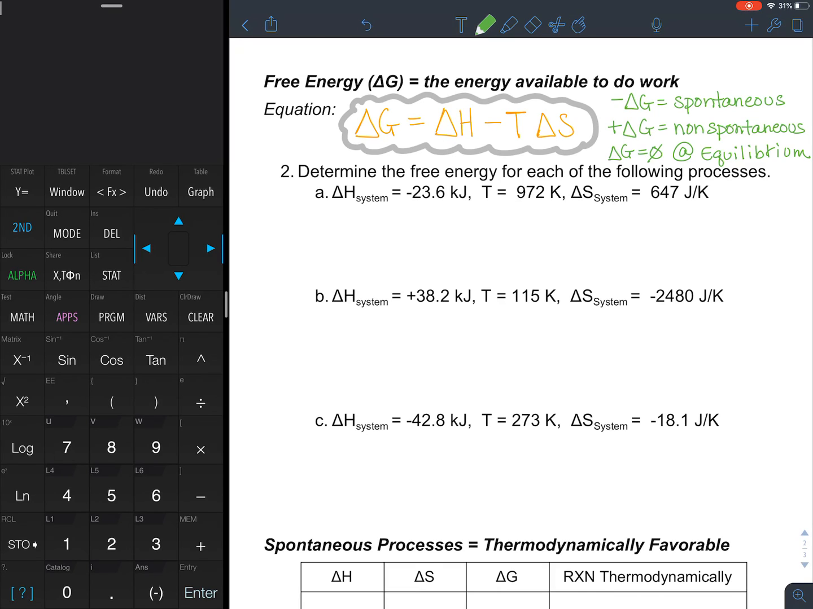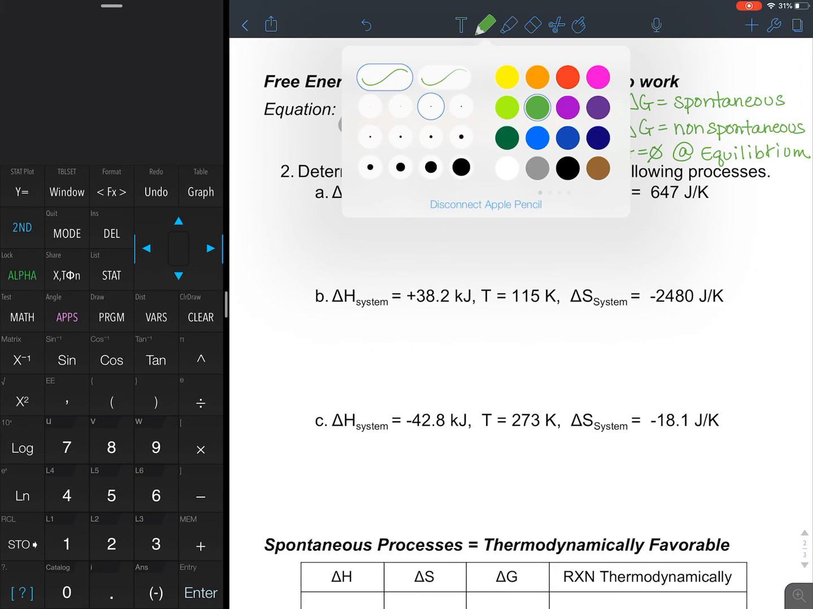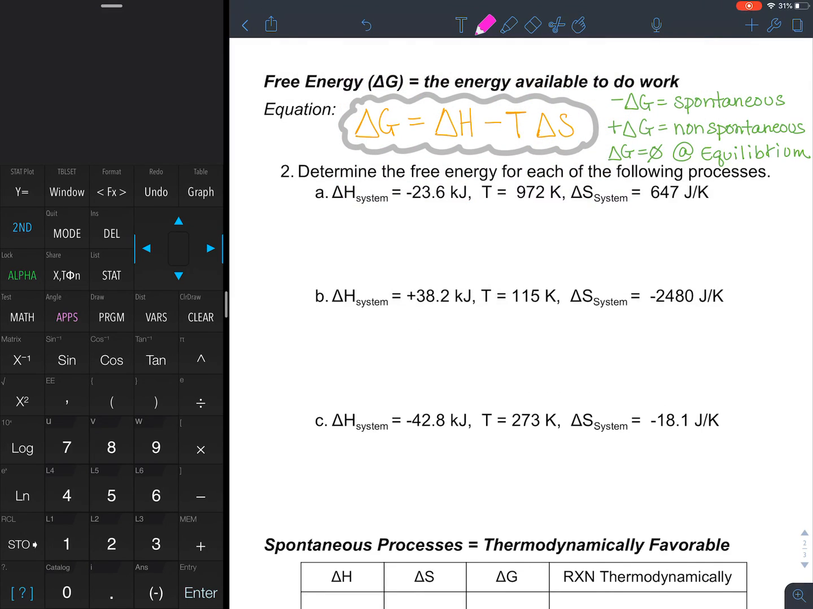So those are just some things that might be good to know later. As far as the problem solving with these, you're really just given the values and asked to calculate delta G at this point. So let's go ahead and do a few of these. Okay, the first one says, determine the free energy for each of the following processes. And so we're just calculating delta G.